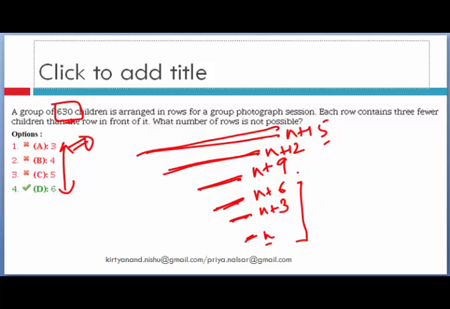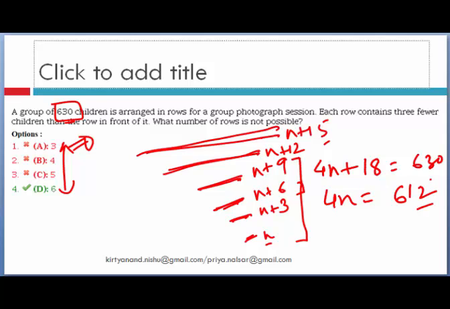Now we will check up to 4 rows. So it makes it 4n plus 18 equal to 630. So 4n becomes equal to 612. Again, the last 2 digits are divisible by 4, therefore n is an integer. We don't need to check any further. So 4 also is not the answer.